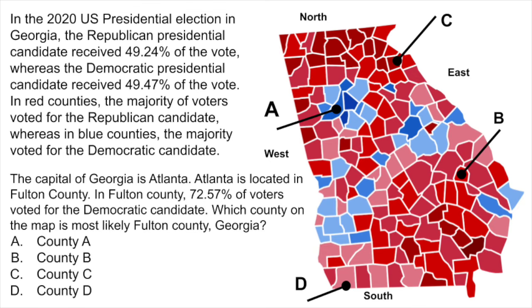Okay, so basically the idea here, again, it goes back to blue and red counties, and the passage tells us that the red counties are Republican, Democratic counties are blue, and we're told that Fulton County is a Democratic majority county, in which case that means it would be blue. And so we see B is a red county, C is a red county, D is a red county, but A is a blue county. So logically we would conclude that that's Fulton County, which is where Atlanta is.